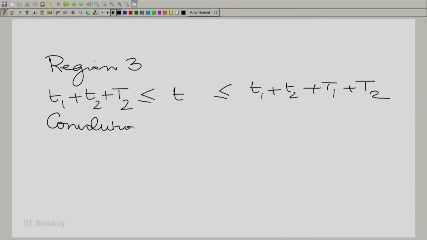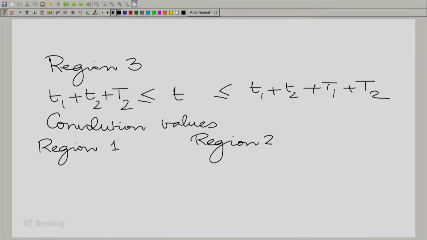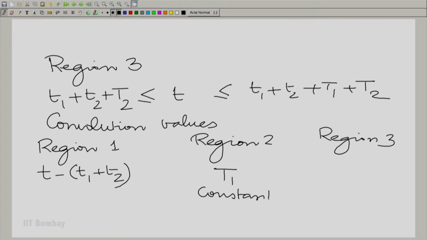And the convolution values in region 1, 2 and 3 were as follows. I will just write them down in this horizontal fashion. Here it was t minus t1 plus t2. Here it was a constant at capital T1. And here it was essentially a dying or reducing line. So, for the last part, we had written down the output of the convolution as essentially a difference.